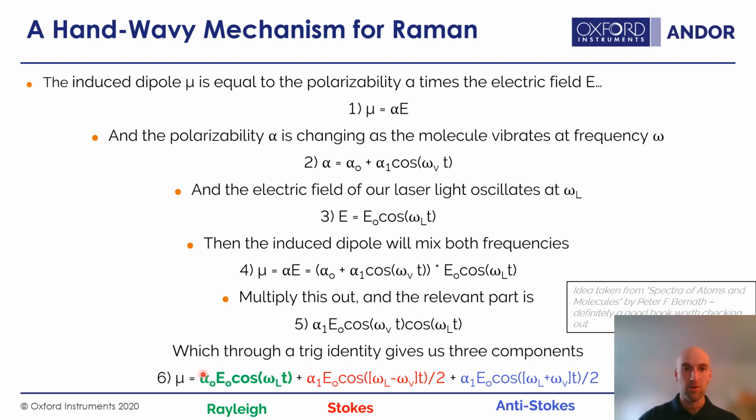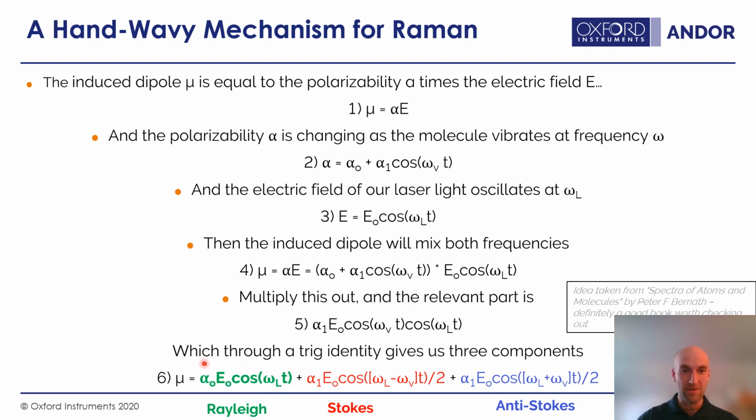Through a trig identity, which isn't that obscure because I've heard of it and I'm terrible at math, which you can look up in your table of trig identities for the product of two cosines, if you expand this out, it gives us 3 components. And it's really interesting because each one of these components has a physical meaning. Again, this is a very, very superficial approximation, but it gives us the Rayleigh wavelength. That's the wavelength or the frequency that comes out elastically scattered at the original laser wavelength.